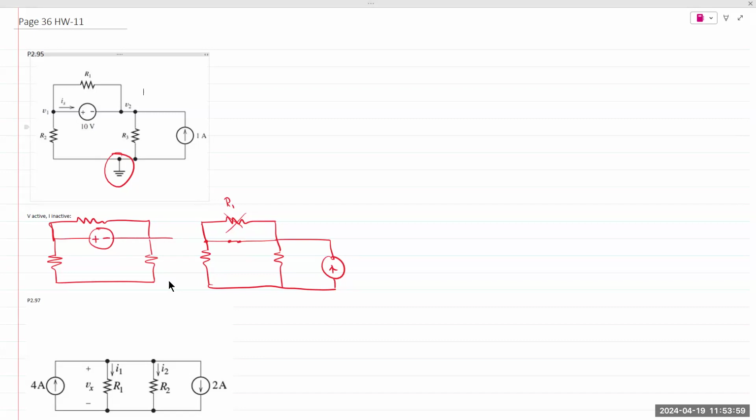In the second one, two current sources. Everything's in parallel. Not much to think about. Straightforward. The only thing you have to account for is the current directions. That's it. So there are no other hints that I can give for problem number 2.